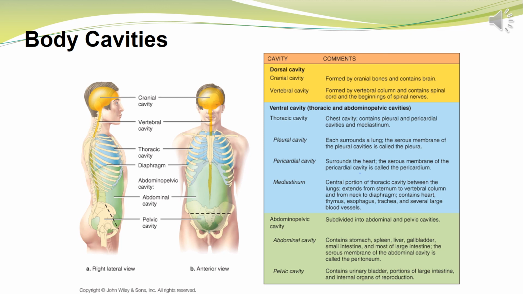And then in blue we have the ventral cavity which contains the thoracic and abdominopelvic cavities, which we just talked about. And then we have the abdominopelvic cavity, which note is also part of the ventral cavity, and this includes the abdominal cavity and the pelvic cavity.